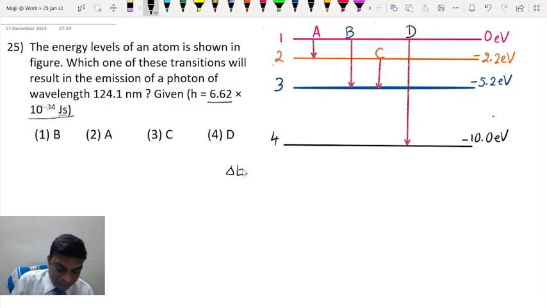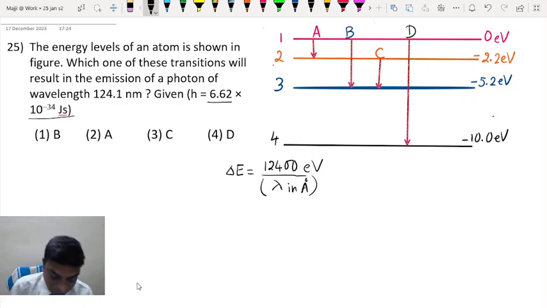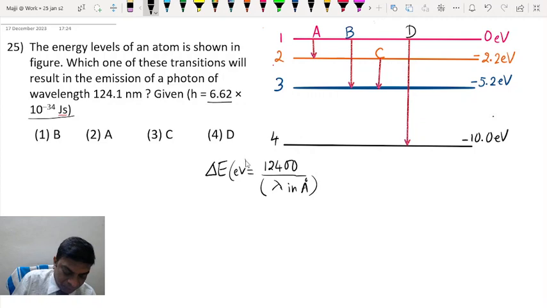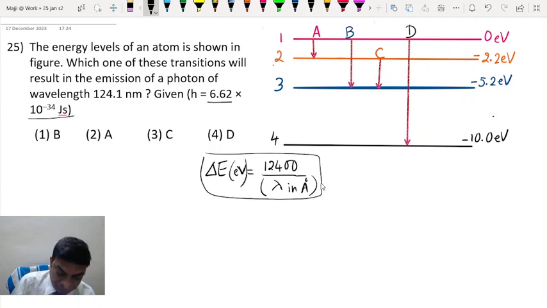the relation between the energy of a photon and its wavelength, which is approximately equal to this. Lambda should be in angstrom unit and energy will be in electron volt. I'll write it here. So kindly memorize this result. It's very important. So here you can see that the required wavelength of the emission should be this much.